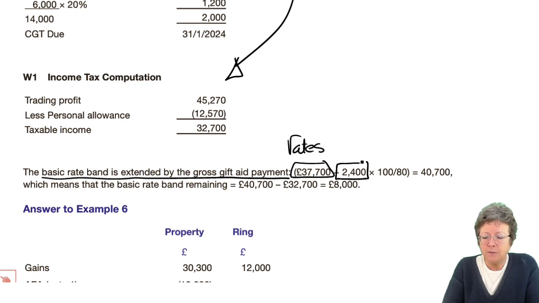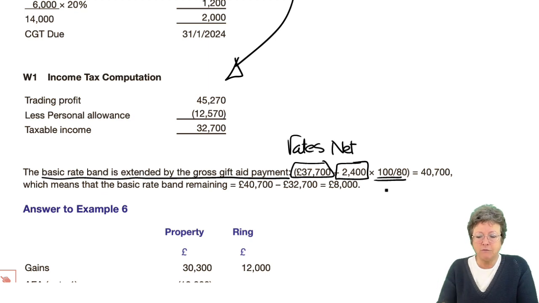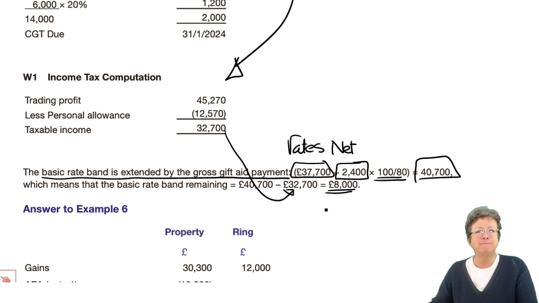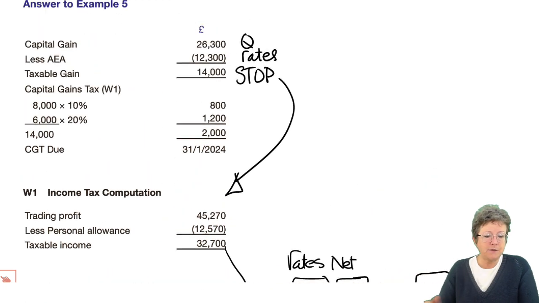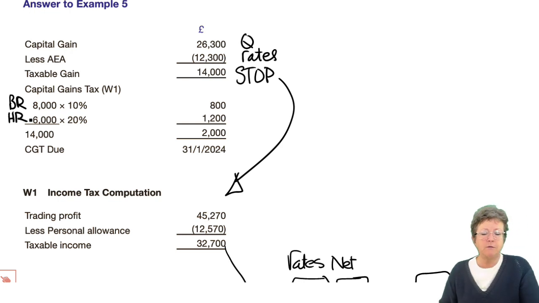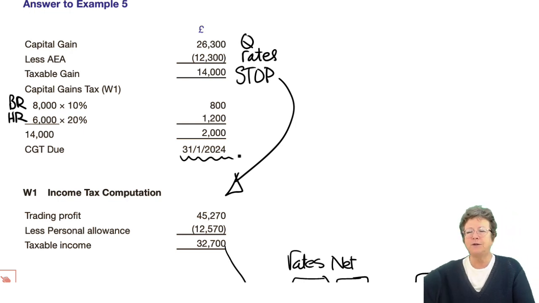That's the payment that was made, which was the net, which was in the question, and that's how you gross it up. So the basic rate band is now £40,700, and we've used £32,700, giving us a balance of 8. That 8 means that 8,000 of the gain is at 10%, with the balance at 20%, which is the high rate. Work out the maths, and that's due on the 31st of January 2024.